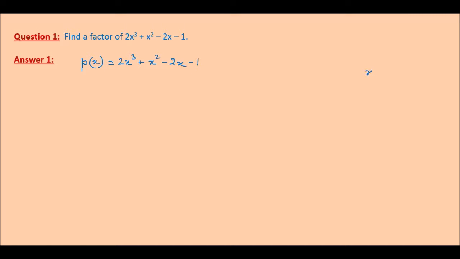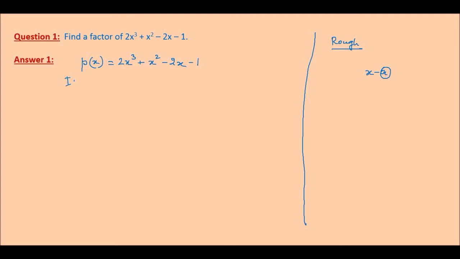We will be finding a linear factor which will be of this type. This is the rough column. So x minus a should be a factor of this polynomial p of x, where we have to find the value of a. In order to find the value of a, we will be arbitrarily taking some numbers and we will be putting them for x. And we will be finding the value of p of that number.